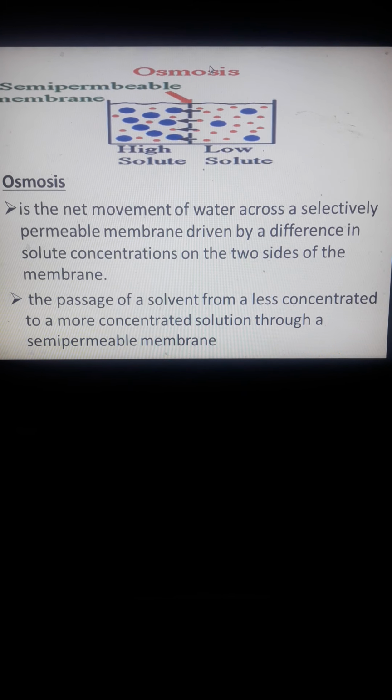So we go now to the osmosis process. Osmosis is the net movement of water across a selectively permeable membrane, driven by a difference of solute concentrations on two sides of the membrane. So it is the passage of solvent from lower to higher concentration of solute, from a less concentrated to a more concentrated solution, through a semi-permeable membrane.